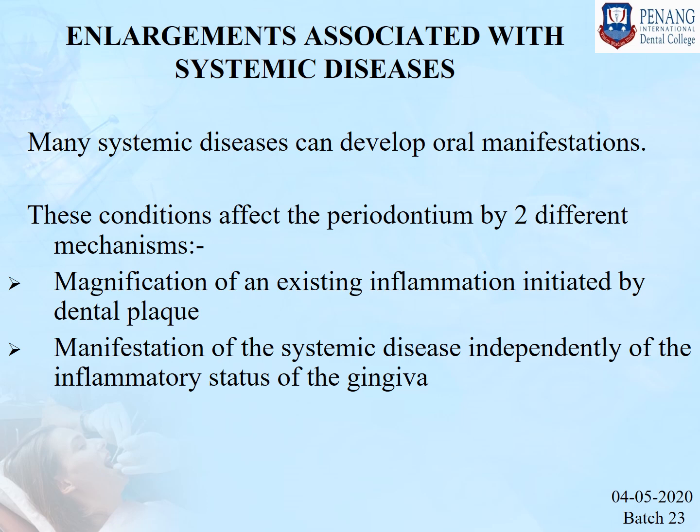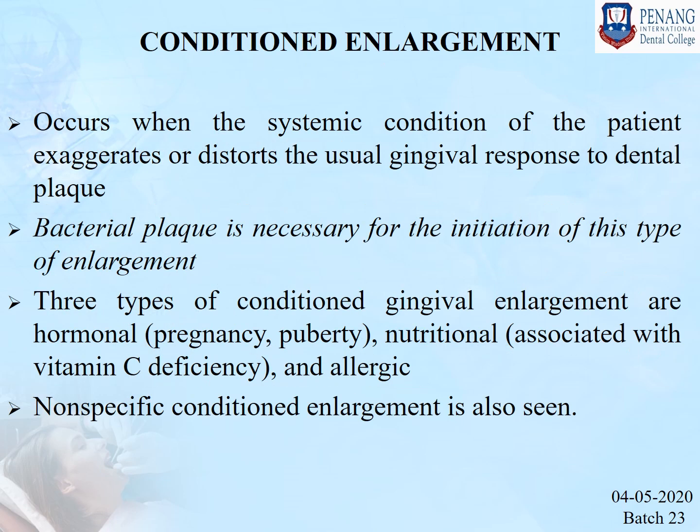Enlargement associated with systemic disease. There are many systemic diseases which can develop oral manifestation. The condition affects the periodontium by two different mechanisms. First is magnification of an existing inflammation initiated by dental plaque. Second is manifestation of the systemic disease independently of the inflammatory status of the gingiva.